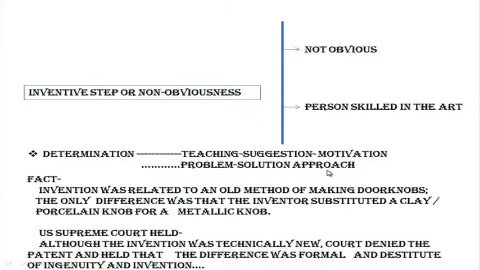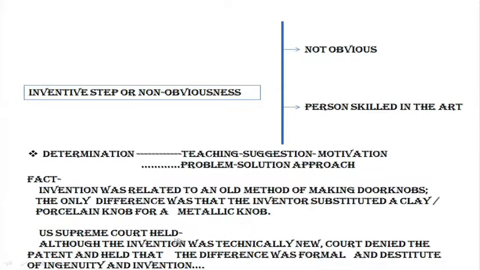The solution is novel, but it should not be obvious, then it will qualify the two criteria, inventive step and also novelty. Let us consider a situation. The invention was related to an old method of making doorknobs. The only difference was that the inventor substituted the clay porcelain knob for a metallic knob.